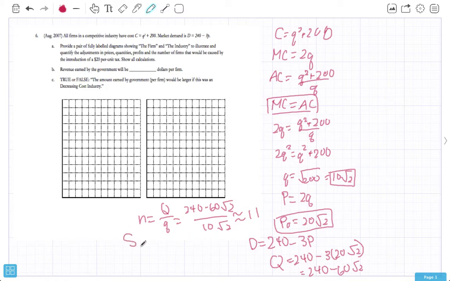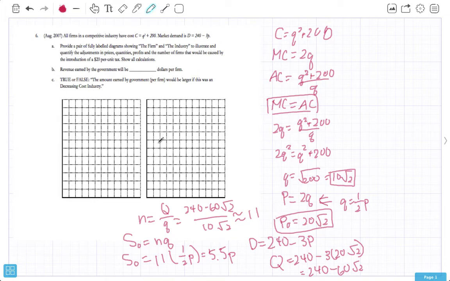And now you can use this to find the industry supply curve. So all you do is, industry supply curve is N times Q. And N being the number of firms, you'd have 11 times Q. But then using P equals MC here, you know that Q is also 1/2 P. So just plug in 1/2 P into Q. You would have S0 equal 5.5 P. So that's your initial calculation.